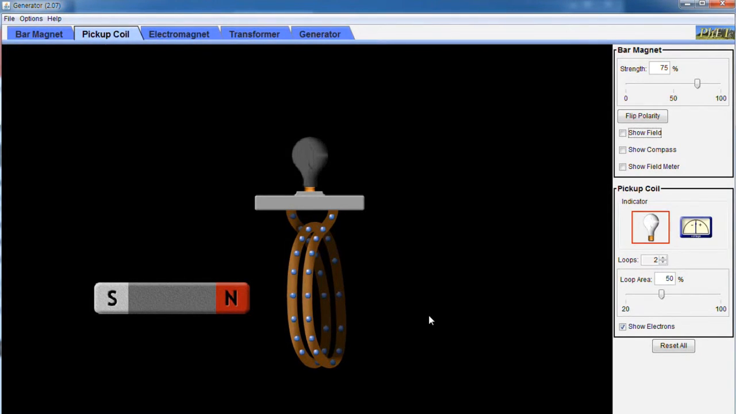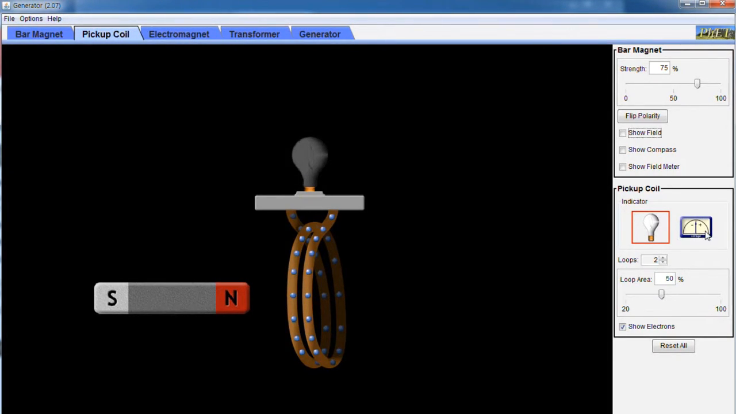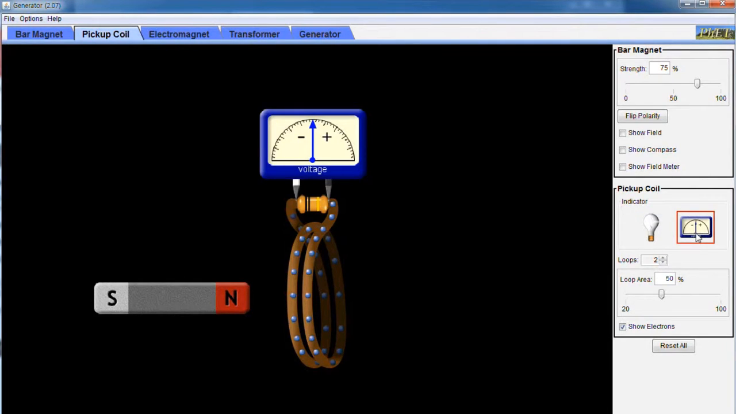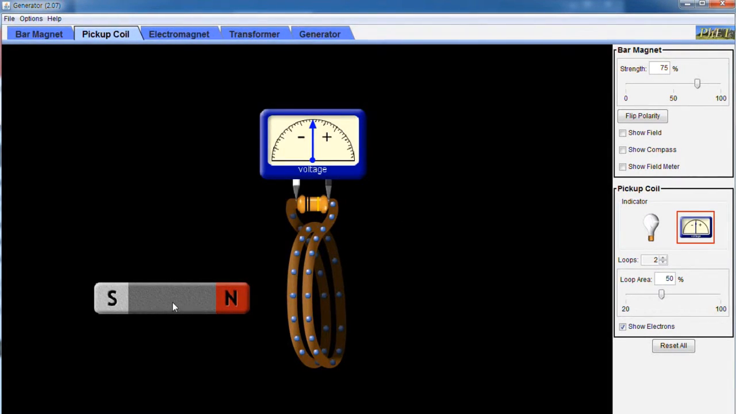Now we will try another thing, but this time we will replace this light bulb with a voltmeter, because the light bulb doesn't really tell you about the direction of the current. If we have this voltmeter and look at its sign, you will see which direction the current is flowing.